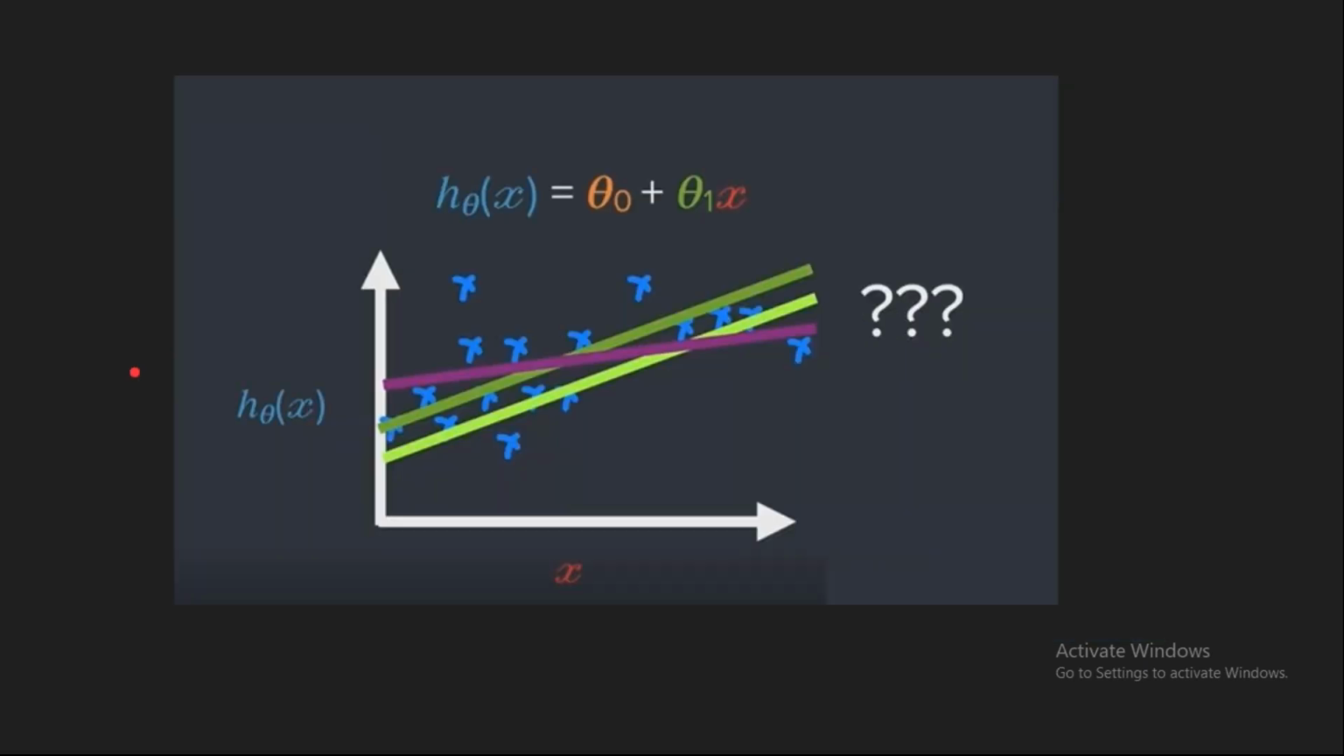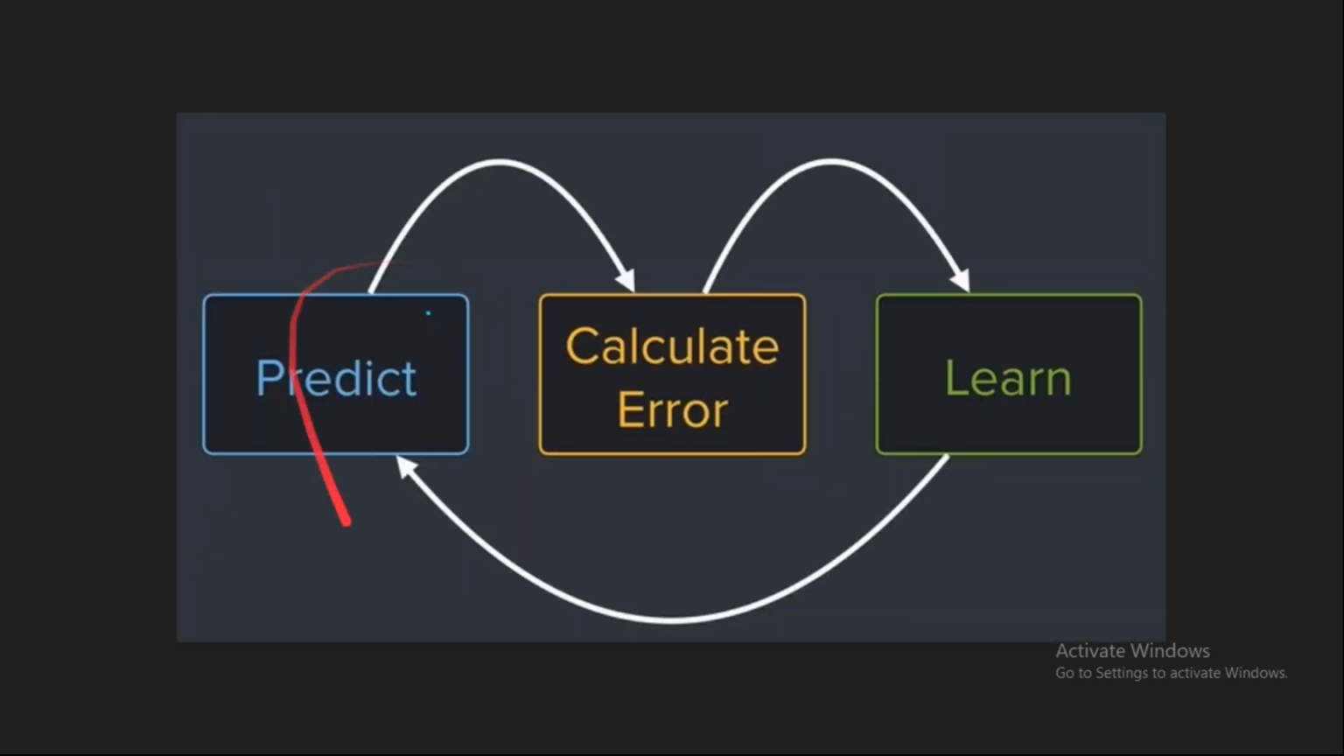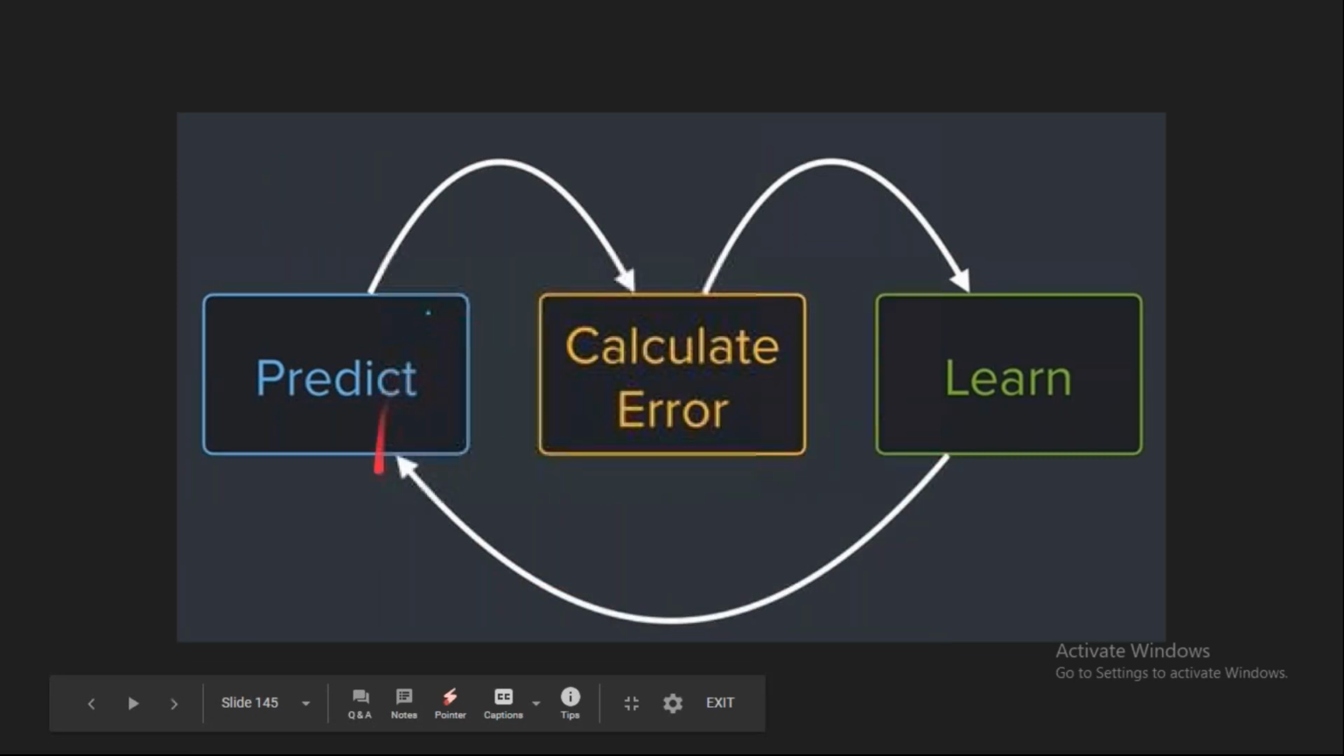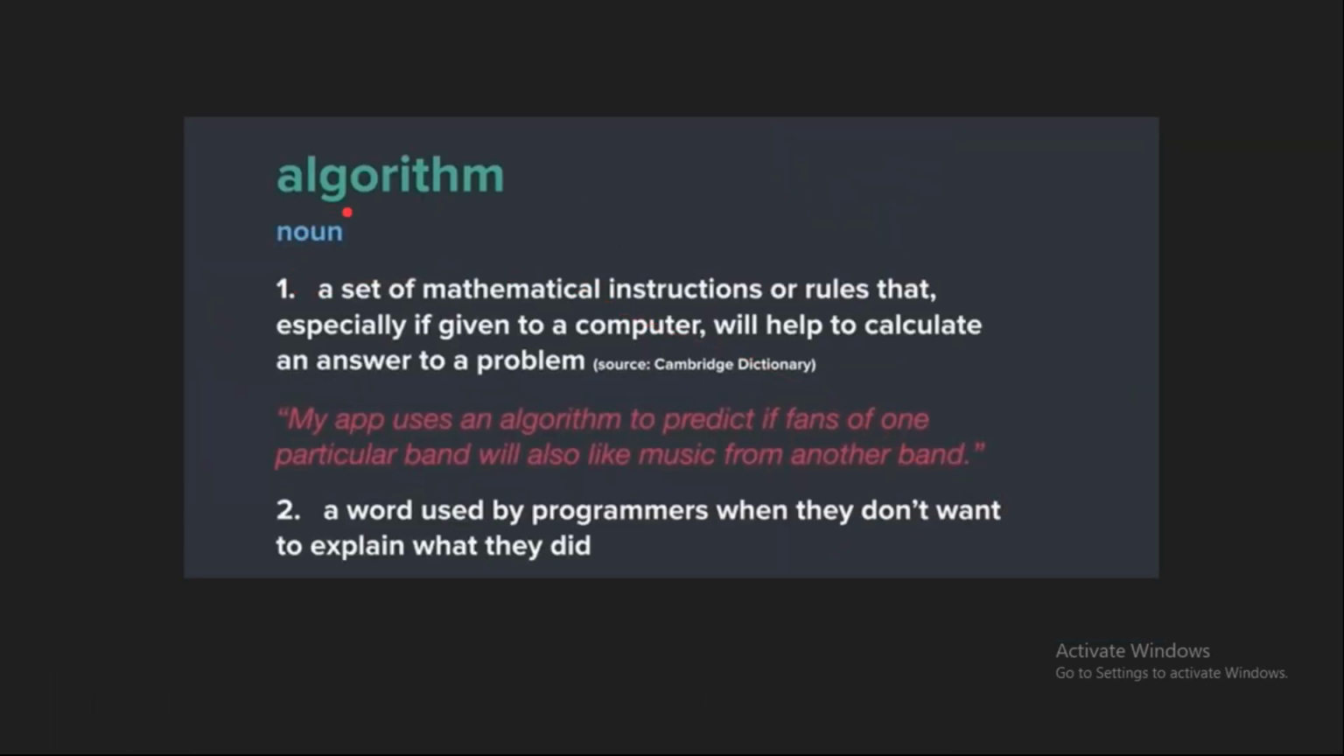So basically, what is this structure that we have seen? What do we call it in a scientific way? We call it an algorithm, right? So what does the Cambridge dictionary say about it? They say an algorithm is a set of mathematical instructions or rules that, especially if given to a computer, will help to calculate an answer to a problem.